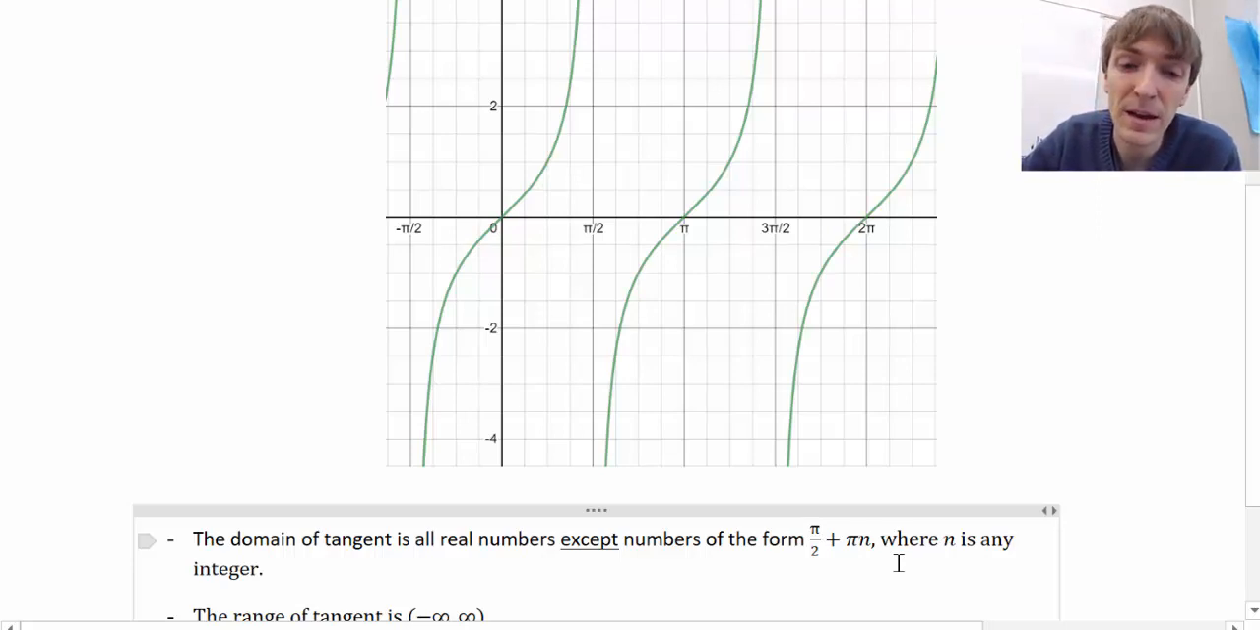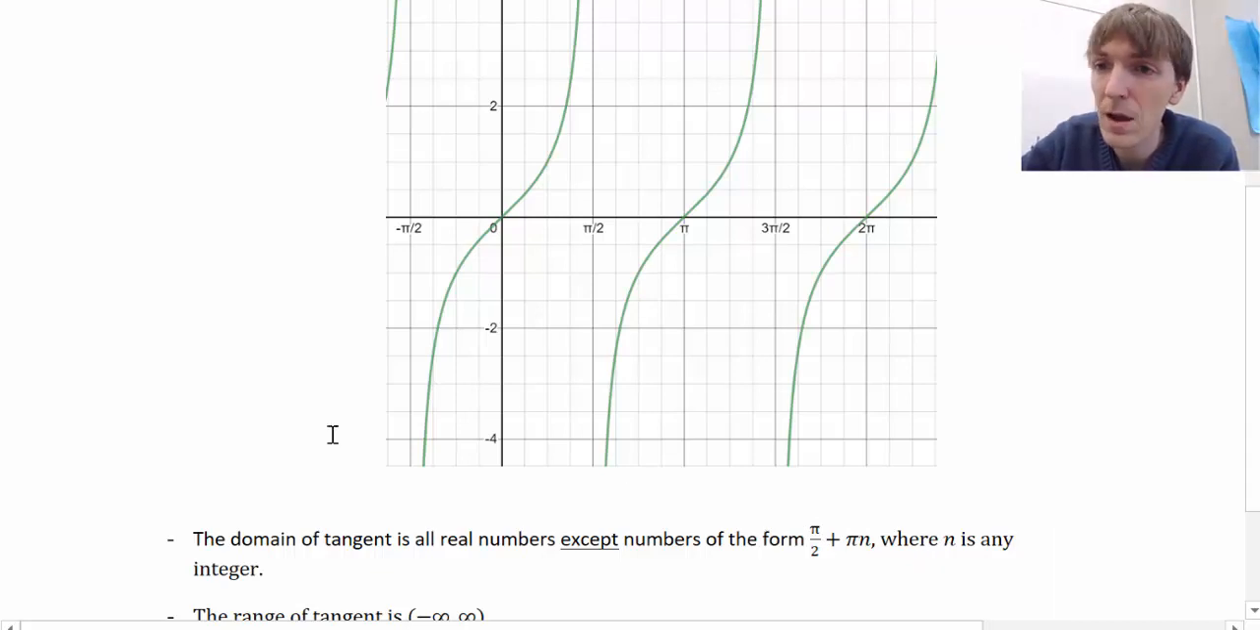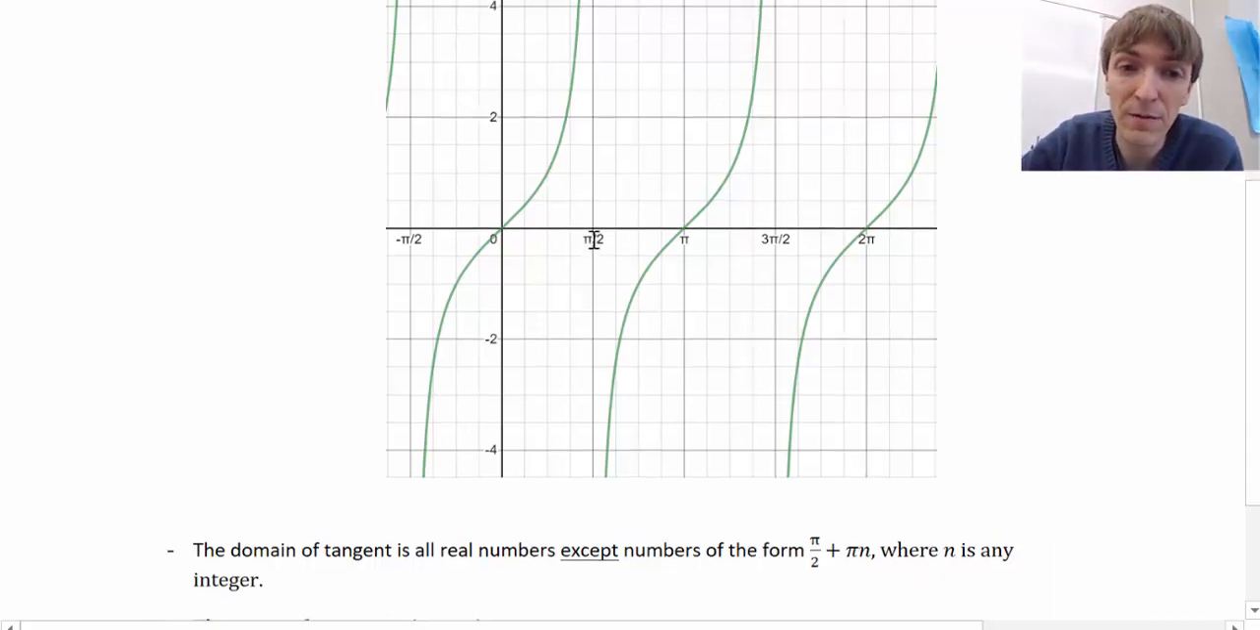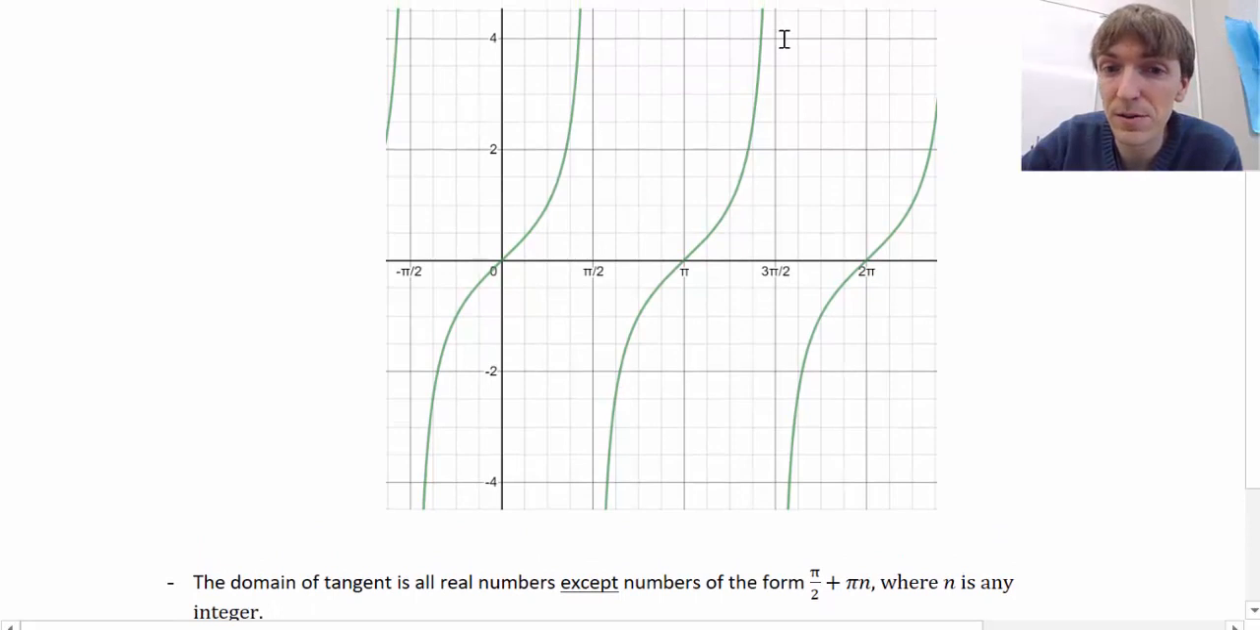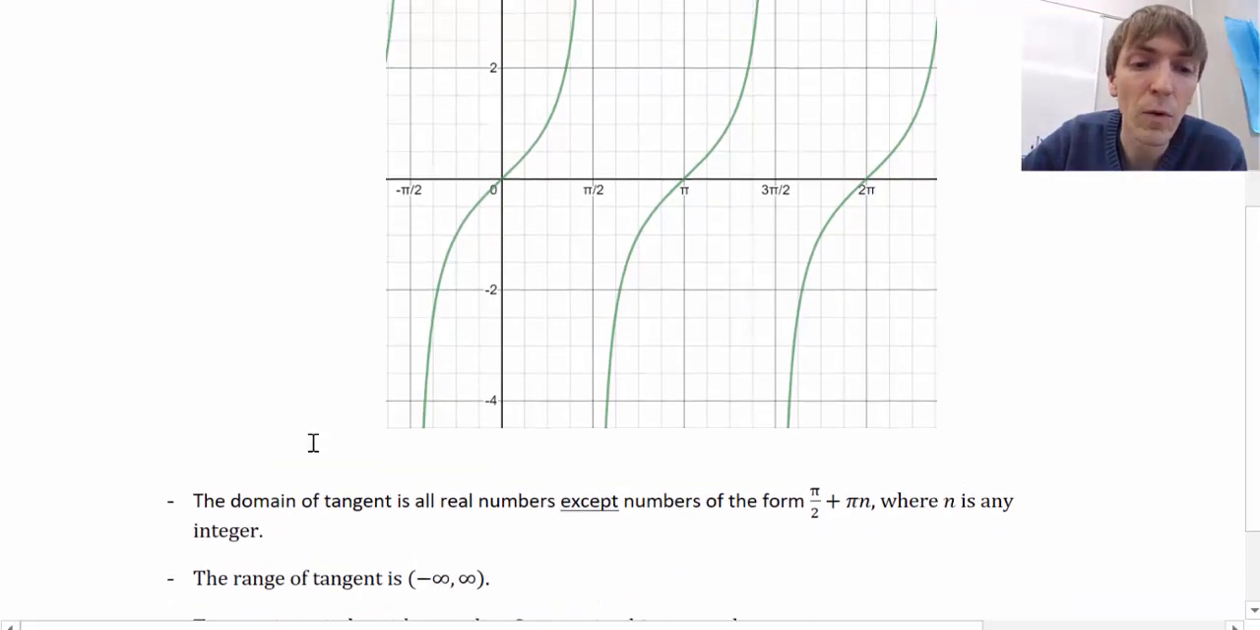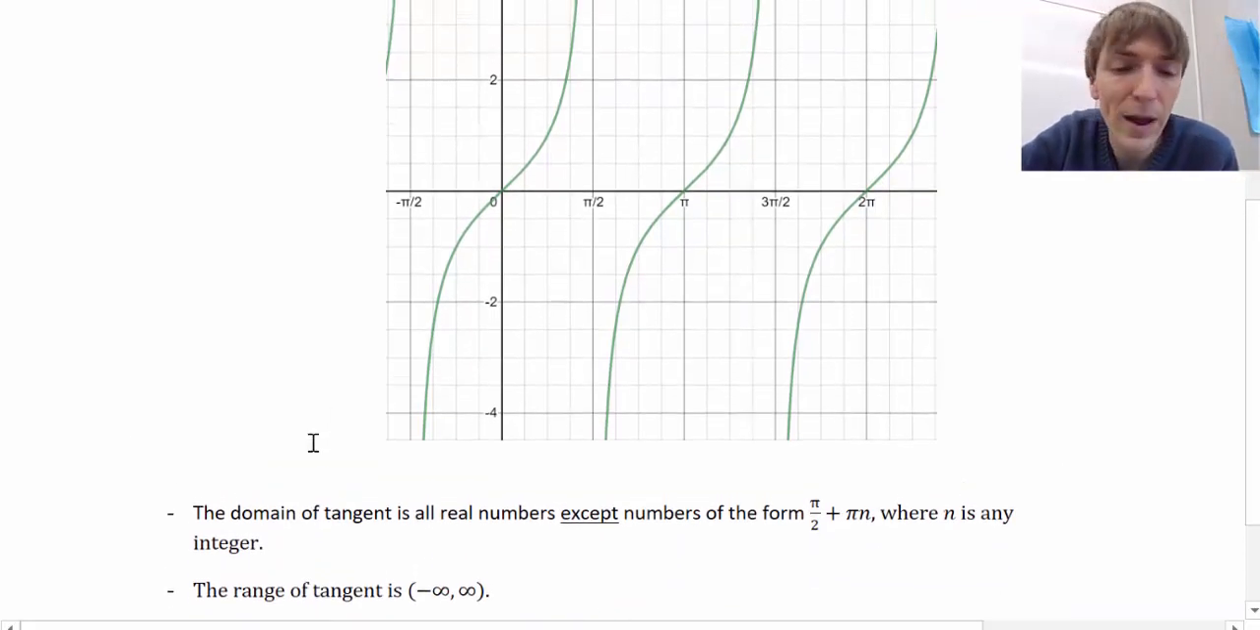The best way I know of to write it is all real numbers except numbers of the form pi over 2 plus pi times n, where n is any integer. Okay, and if you notice on the graph, that's all the vertical asymptotes of this graph. This graph has a lot of vertical asymptotes, infinitely many, in fact. Okay, range is easy, though. Range is minus infinity to infinity.